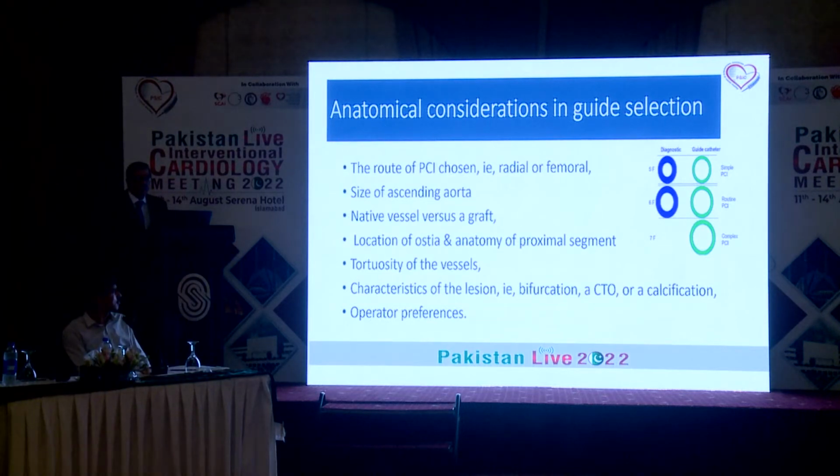If you are studying the native vessel, the guide would be different than if you're studying the coronary graft, because RCA grafts, as you have seen in the previous presentation, are downsloping and you have to take a multipurpose. Similarly, for LIMA, you have to take different guiding catheters. Location of the ostia: if they are anomalous, you have to take the guides accordingly. Tortuosity of the vessel is very important because you need more pushability, more force. In that case, you need a more supporting guide like EBU or Amplatz.